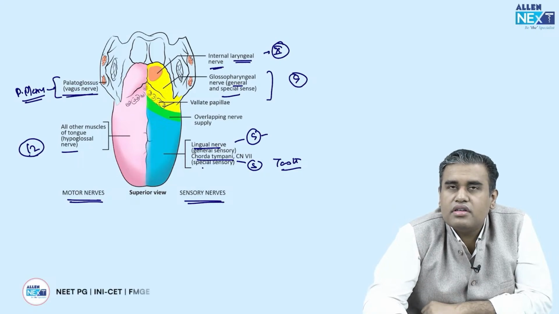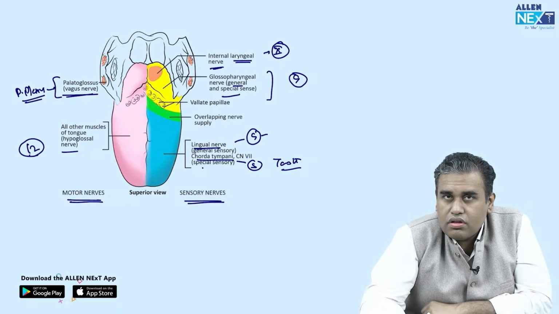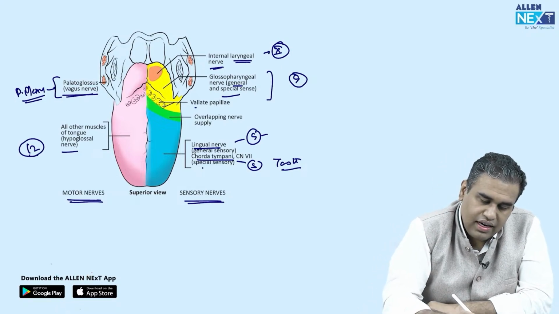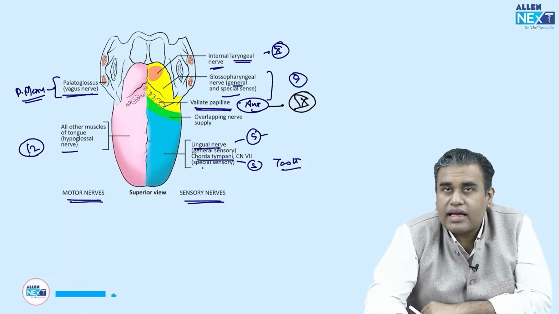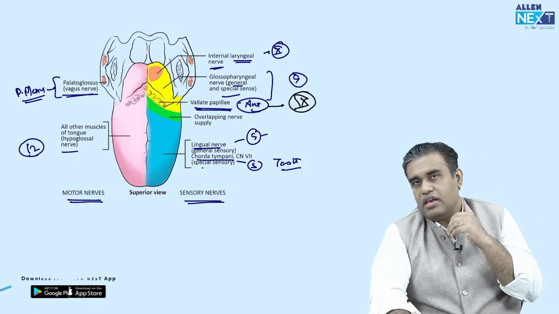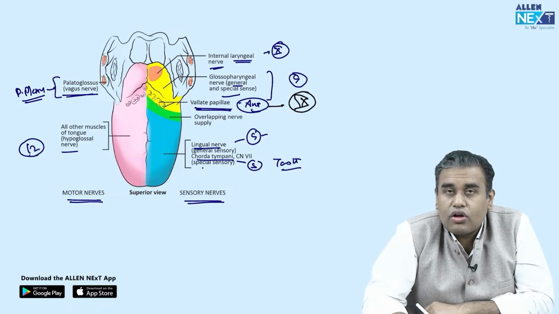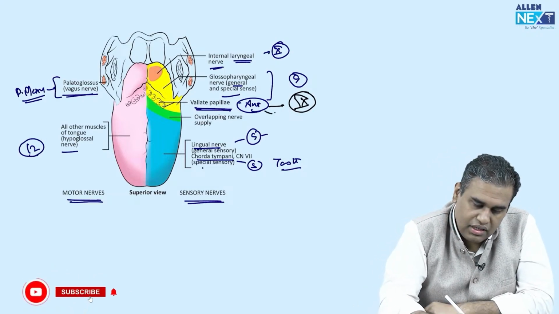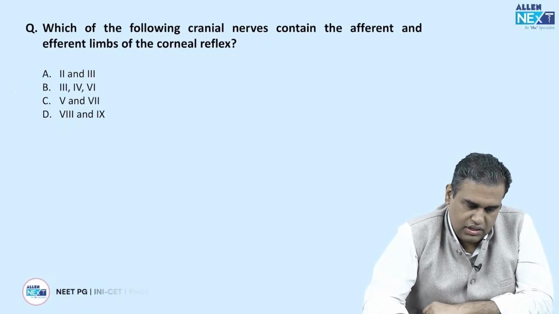Just look at this image. And do remember what INI-CET guys might ask you is that anatomically the circumvallate papillae lie in the anterior part of the tongue, but their nerve supply comes from the ninth cranial nerve, the glossopharyngeal nerve. So anatomically the vallate papillae, you can see, lie in front of the sulcus terminalis, but the nerve supply comes from the glossopharyngeal nerve. This is what you might remember. That is what they might ask you. Okay, let's move to the next one.